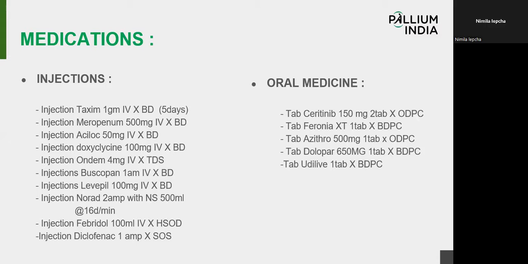Coming to oral medicine, tablet Ceritinib 150 mg, there is a typing mistake, 1 tab BD PC. Tab Feronia XT 1 tab BD PC. Tab Azithromycin 500 mg 1 tab OD PC. Tab Dolopar 650 mg 1 tab BD PC. Tab Udilip 1 tab BD.